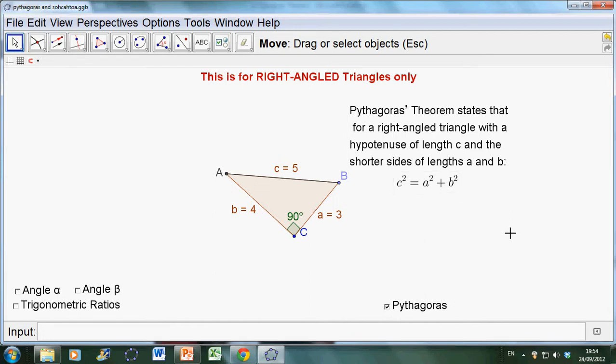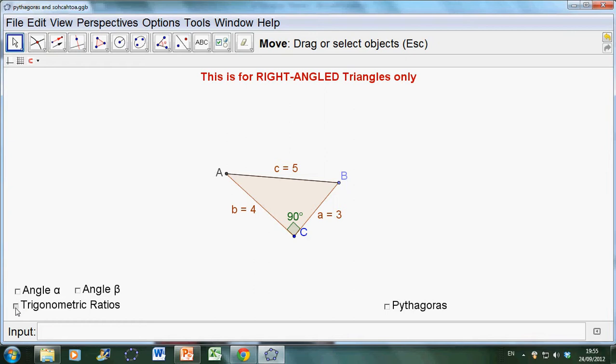Alright, so just Pythagoras theorem itself. Pythagoras theorem states that for a right angle triangle with a hypotenuse of length c and the shorter sides of length a and b, well then this is true: c squared equals a squared plus b squared. So in our example here, 5 squared equals 3 squared plus 4 squared, which is true because 25 equals 16 plus 9. Pythagoras can help you find a third side if you have two sides, or it can also help you prove if a triangle is right angled or not. So that's the uses of Pythagoras theorem.